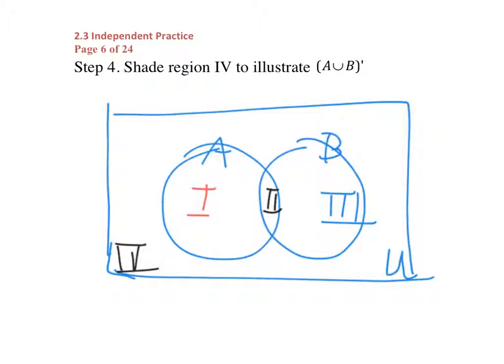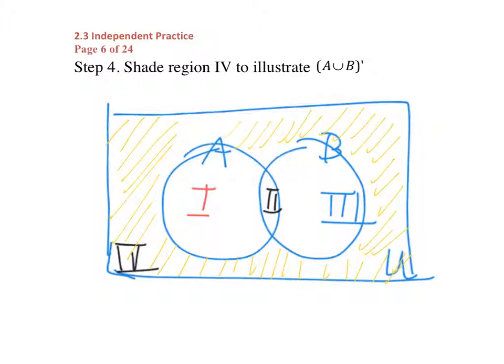Final step, I need to shade the area 4 to illustrate the complement of A union B. In other words, once I figure out which area my desired part is, I need to shade it out to let people know. So in this case, we said it's region 4, which is everything outside A and B.